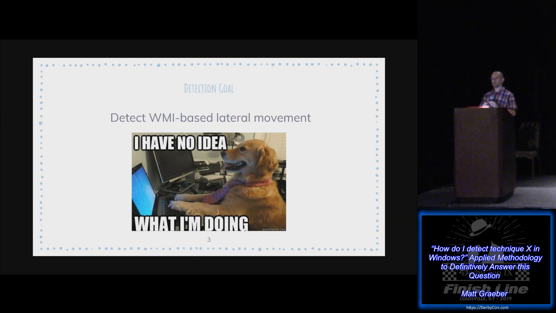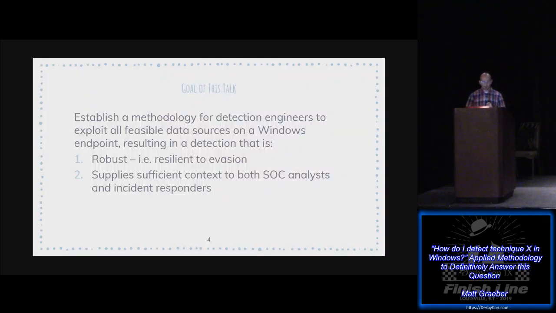So I would suggest that we prioritize things a little bit first. But first, the goal of this talk is, again, to establish a methodology. This talk is really geared towards detection engineers to exploit all feasible data sources on a Windows endpoint, resulting in a detection that is ideally robust. In other words, resilient against attacker evasion techniques, because if you develop a brittle signature, it's going to be pretty trivial to bypass. So we'd like to mitigate that if at all possible. And to also identify data sources that supply sufficient context to both SOC analysts and incident responders.